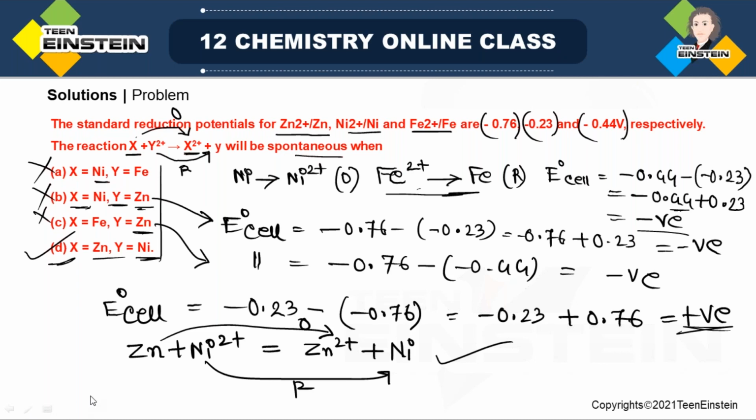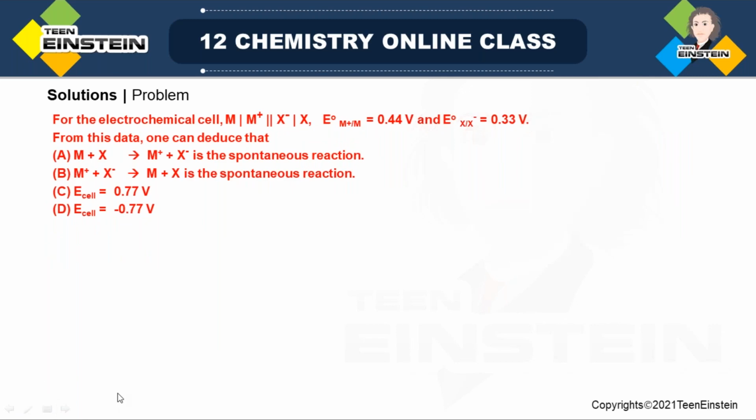So I'm going to the next problem. Here we have a cell representation. M converted to M plus, this is anode, this is cathode. The E naught value for the anode system is given as 0.44 volt, and for X minus it is given as 0.33 volt. So these are the data that are given.